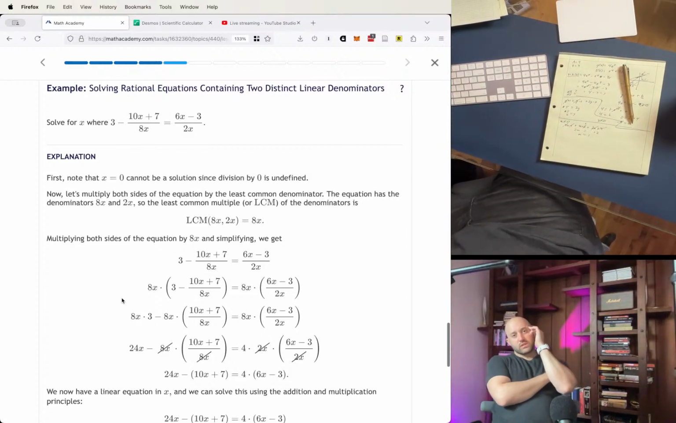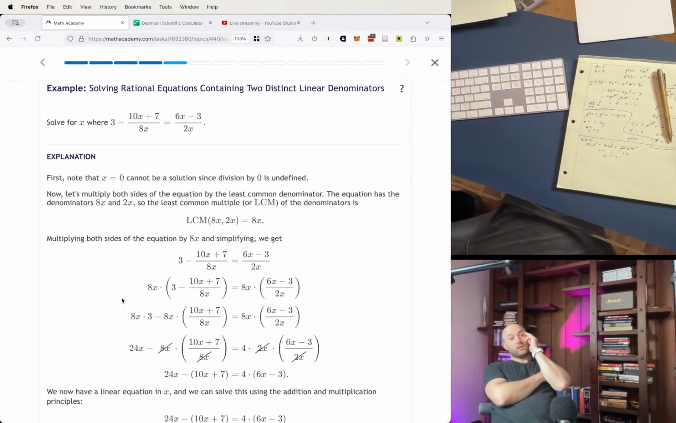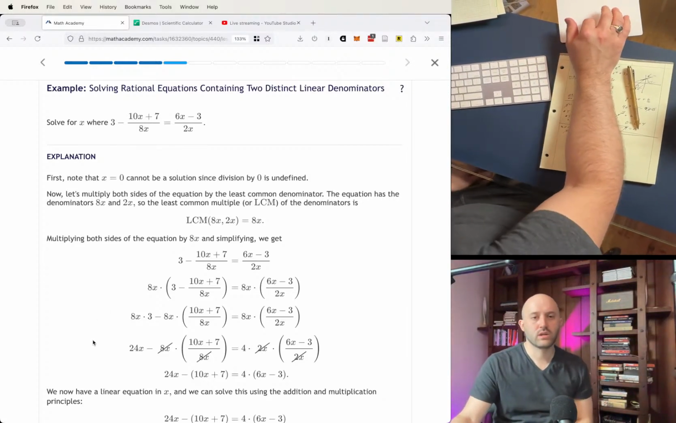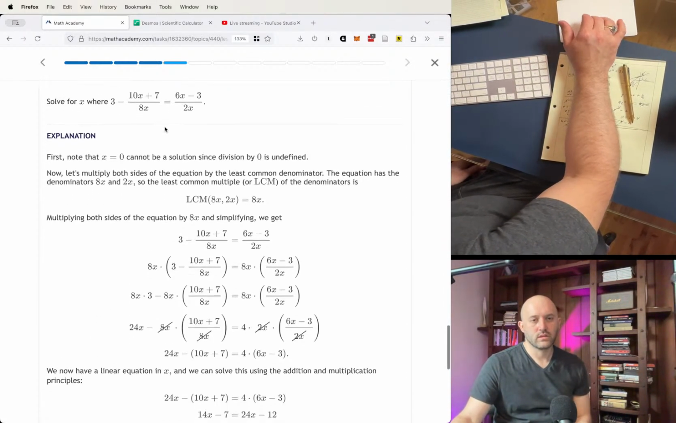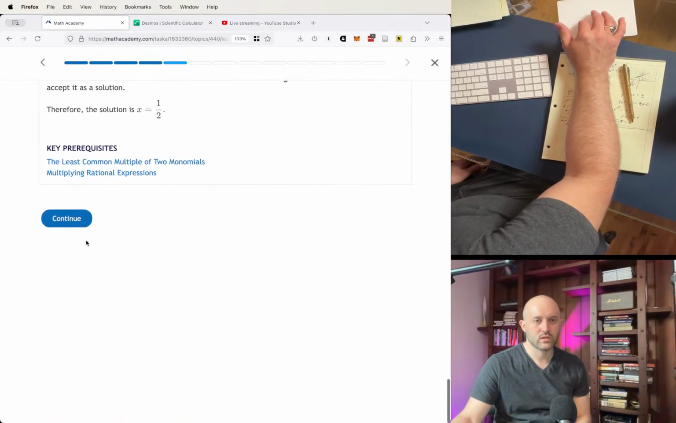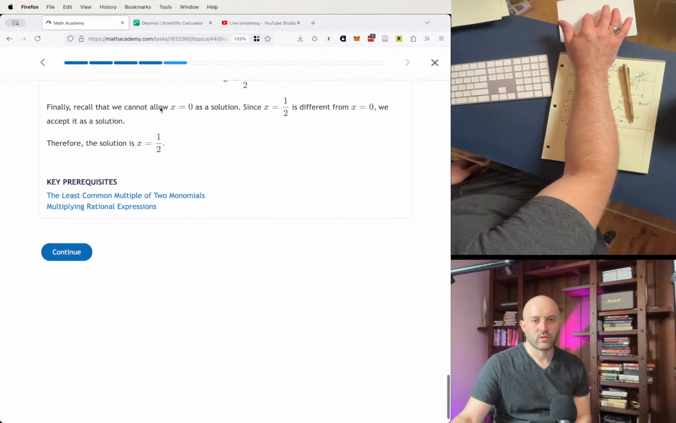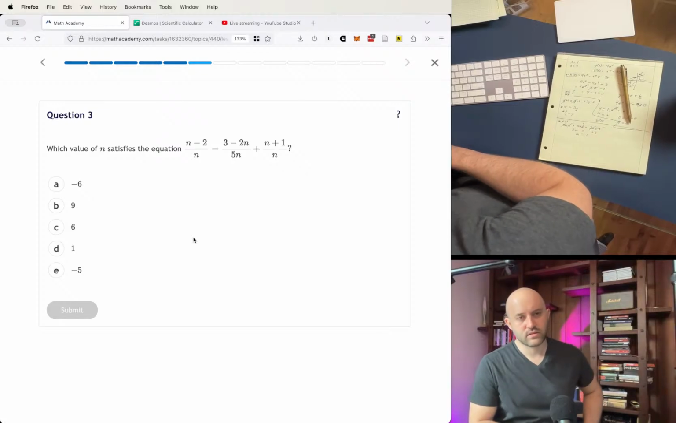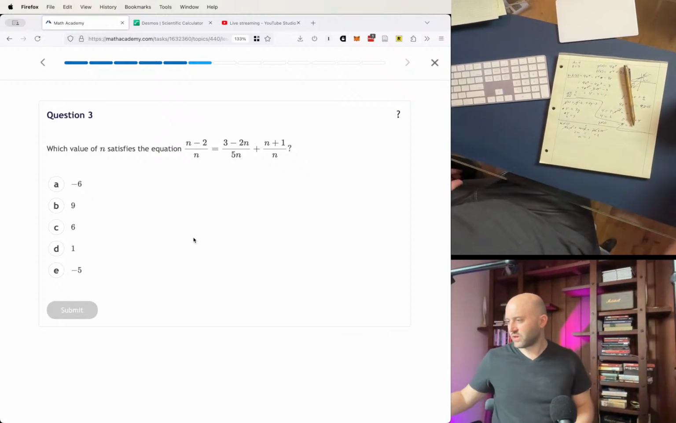Solving rational equations containing 2 distinct linear denominators. Okay, so this is where we have to do the least common multiple trick. So 8x is indeed the least common multiple. Multiply through by everything. Certain things cancel, other ones don't. And we have to make sure to remember x cannot be equal to 0. I feel like this is foreshadowing in a fictional story or something.